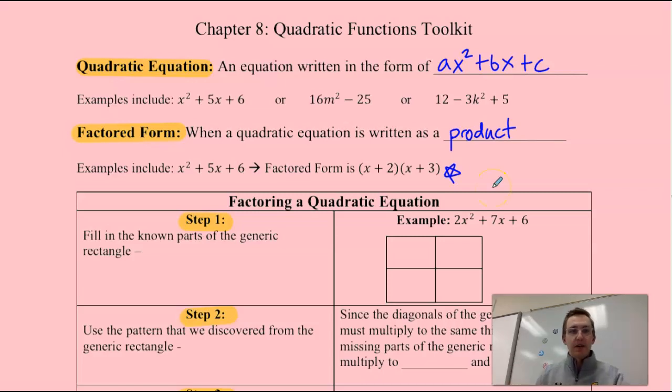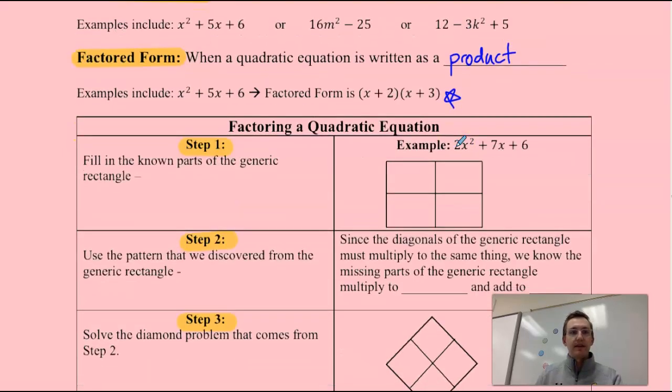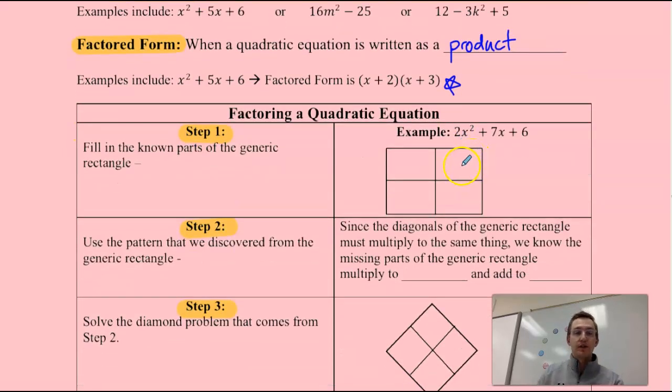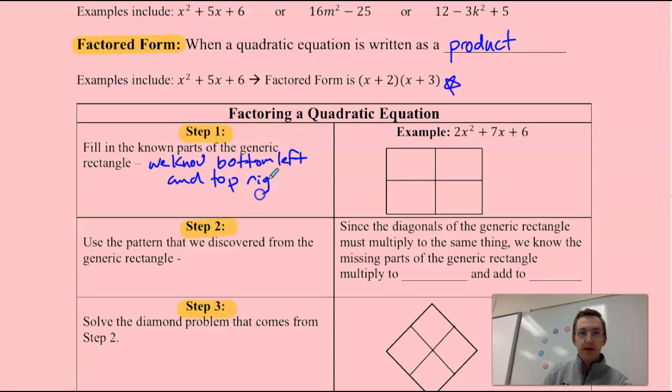So if we want to factor a quadratic equation, first thing we do is fill in the parts of the generic rectangle that we know for sure. And that is the bottom left and the top right. So the bottom left is always the x squared term. So in this case, it is 2x squared goes right here. The top right is always our number at the end, which is 6 in this case. So those go in those two respective spots.